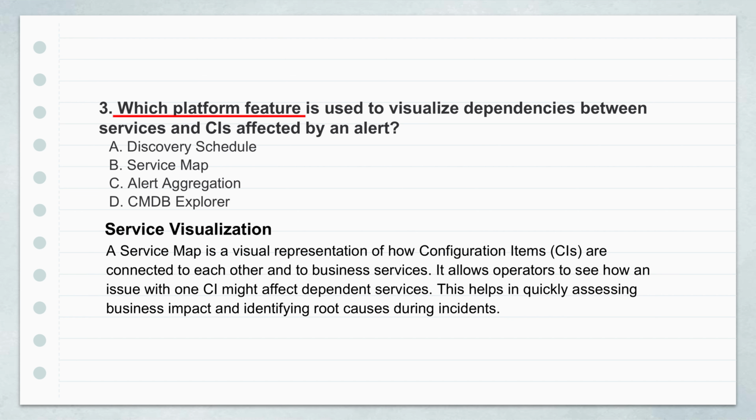Okay. Question 3. Which platform feature is used to visualize dependencies between services and CIs affected by an alert? Answer is B, Service Map. This one feels important for understanding impact. Oh, it is. Hugely important.